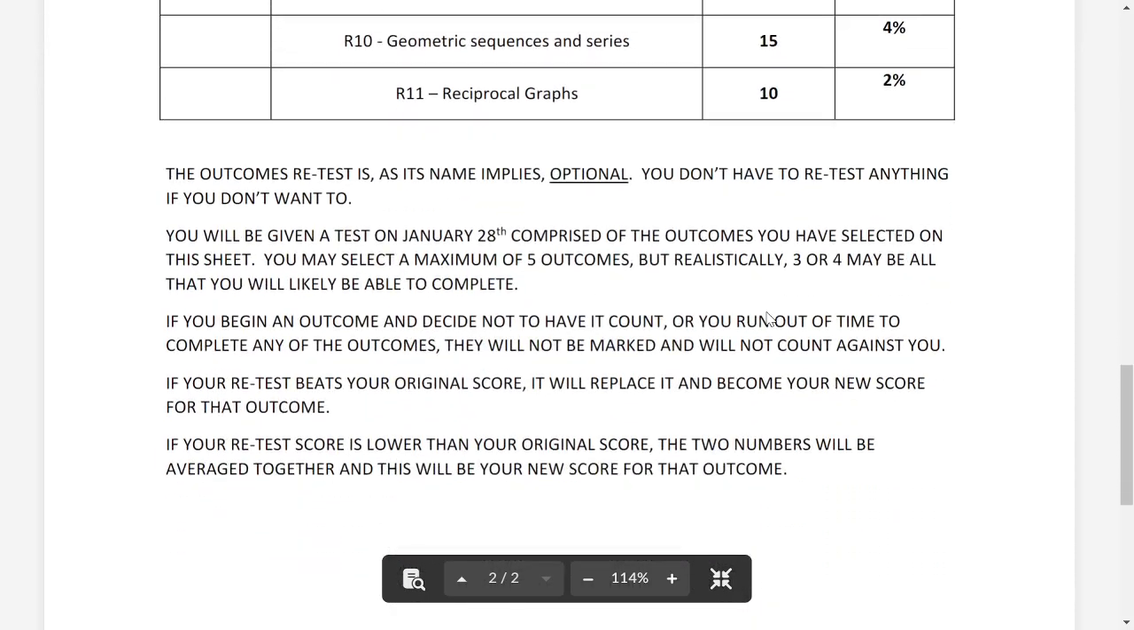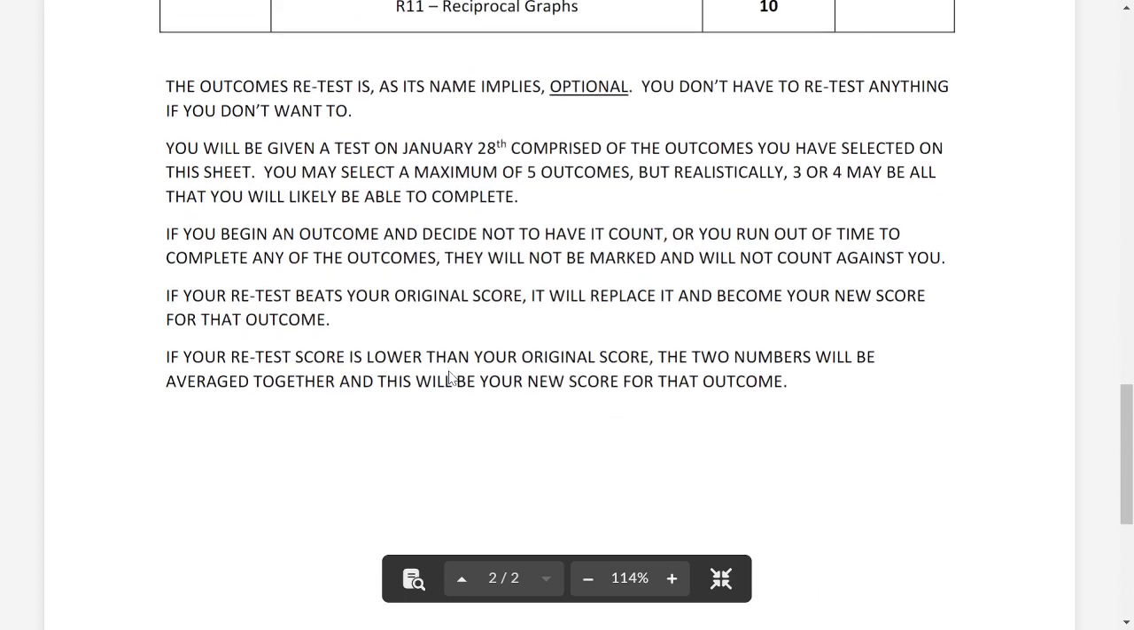Okay, so that's how it's going to work. So if you beat your original score as a percent, I'll give you that percent of whatever it's out of on Edsby. And that's your new one. Now, if your retest score is lower than your original score, I'll average them together.